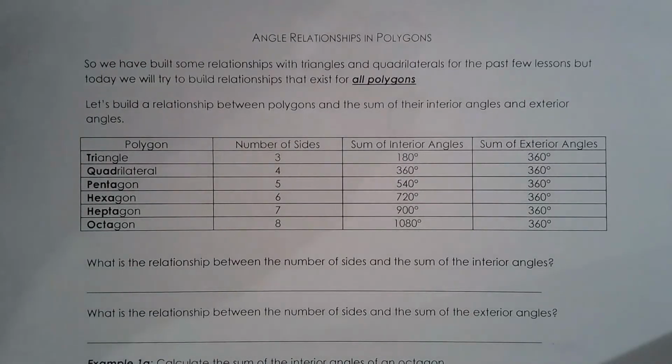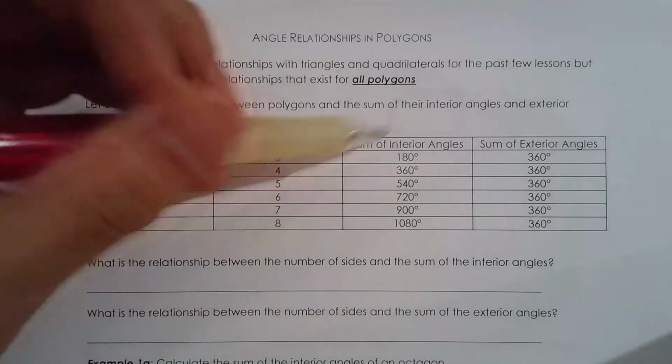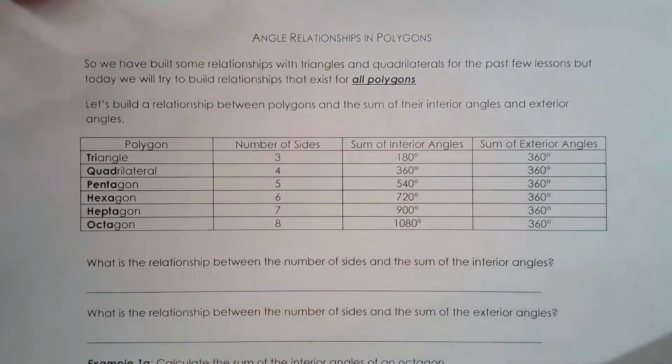So in the previous video, we talked about the angle relationships in any polygon. We talked about the sum of the interior angles of a polygon and the sum of the exterior angles of a polygon. So I wrote down some of the most commonly worked with polygons in this unit: triangle, quadrilateral, of course, but you can also do pentagon, hexagon, heptagon, octagon. So sum of the interior angles, sum of the exterior angles.